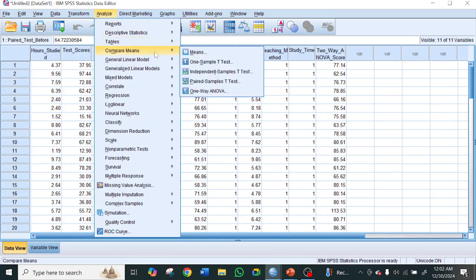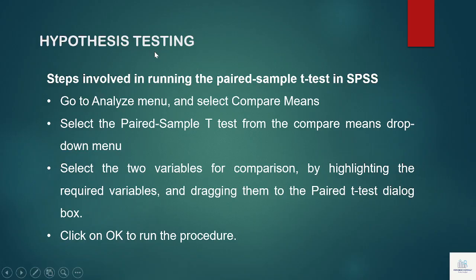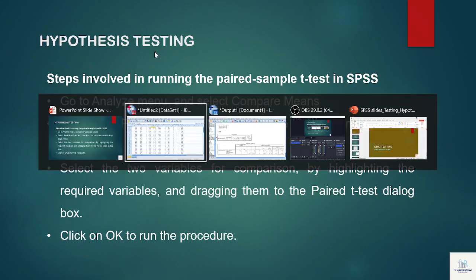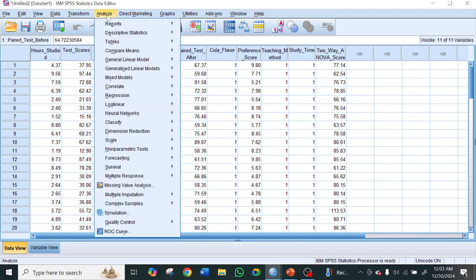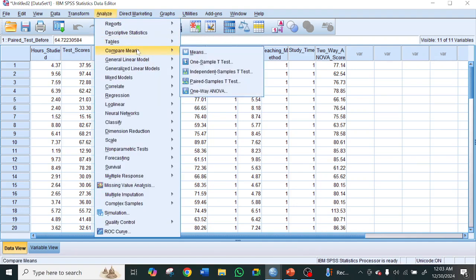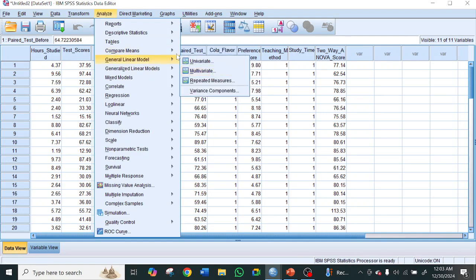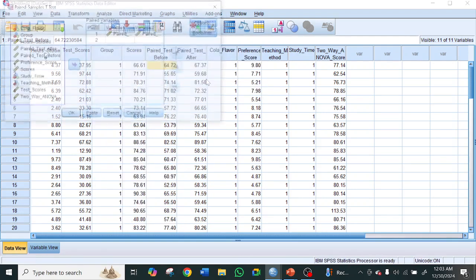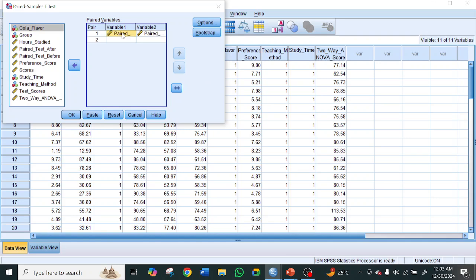So we'll go to Analyze, Compare Means. Analyze, Compare Means. So look at, okay, very good, Paired-Samples T Test. That's what I was looking out for. So we have the paired sample t-test here.